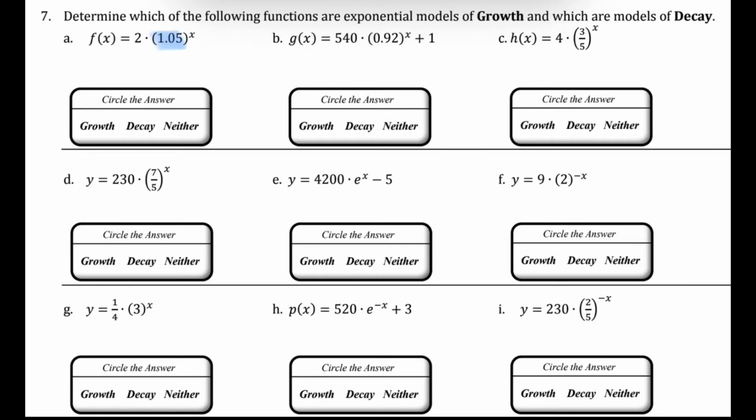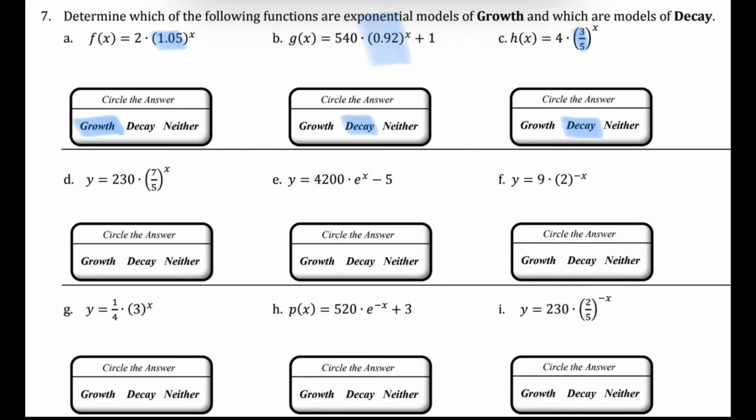So on number 1, 7a, it says determine whether I have growth or decay. Well, my growth factor here is larger than 1, so I'm going to have growth. On B, my growth factor here is 0.92. That's smaller than 1, so I'll have decay. In C, my growth factor is 3/5. 3/5 is smaller than 1, so this will also be decay.